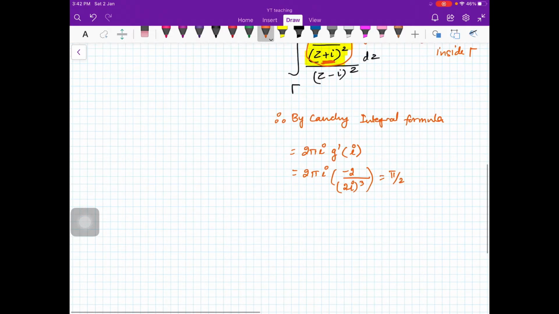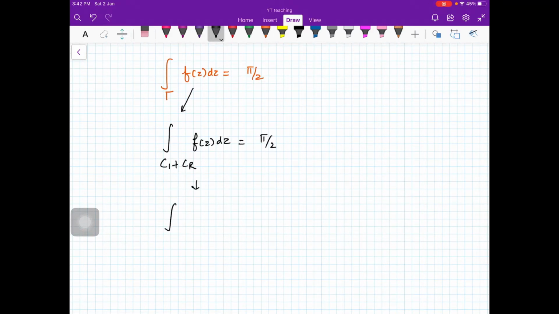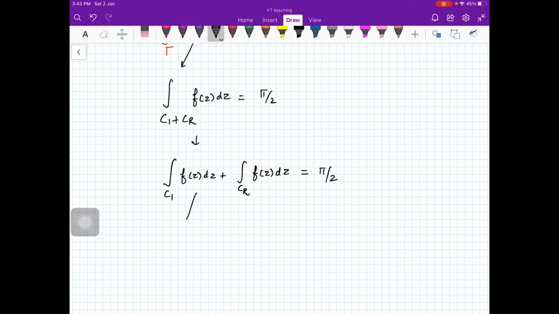So what I got is that the integral along gamma f(z) dz is equal to pi by 2. Now I am questioning what is the use for me, because I want to compute the integral I. So further what I am doing is I will write it as the integral along C1 plus the integral along CR of f(z) dz is equal to pi by 2. Now what is this integral?